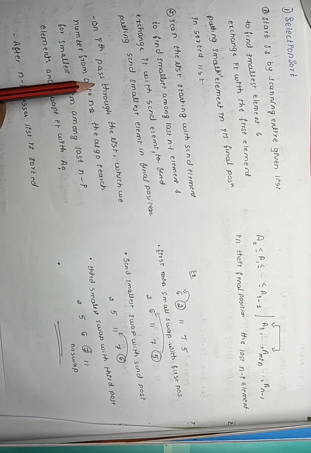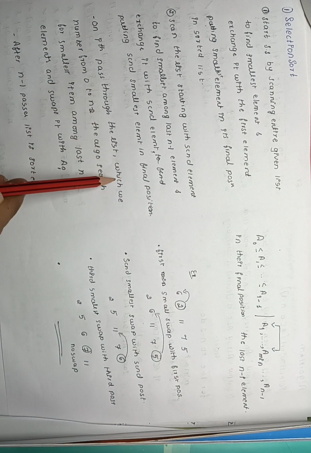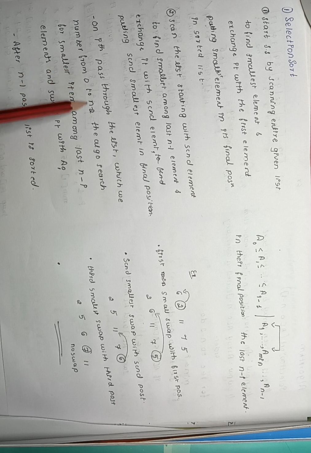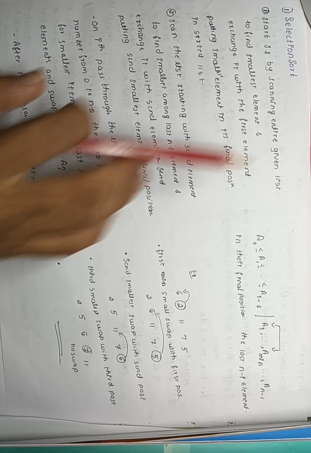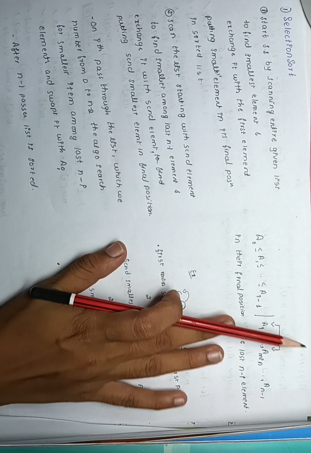On the ith pass through the list, which we number from 0 to n-2, the algorithm searches for the smallest item among the last n-i elements and swaps it with A[i]. After n-1 passes, the list is sorted. Let's see this definition with an example.